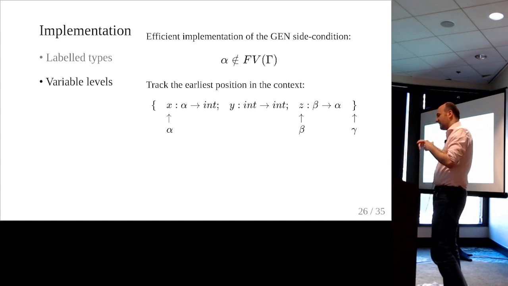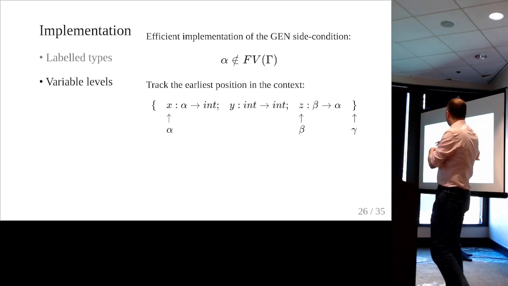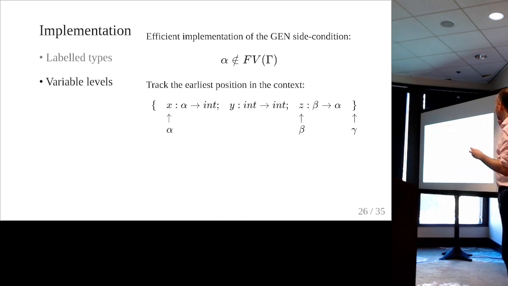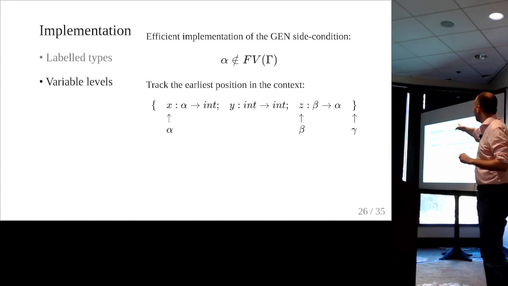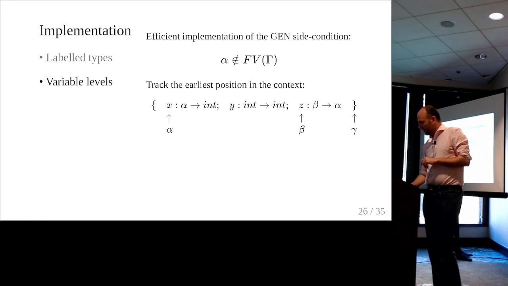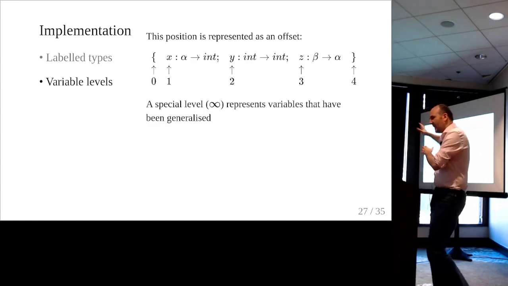And then the other aspect is how do you implement the side condition, the efficient implementation of the gen side condition that a type variable doesn't appear free in the context. Obviously, it would be terrible to iterate down the context and look for the variable. That'd be very inefficient. So what you do is you track the earliest position in the context that mentions the variable. Here, alpha appears all the way on the left, beta appears one thing in, and gamma doesn't appear in the context. And this is represented as an offset, essentially.